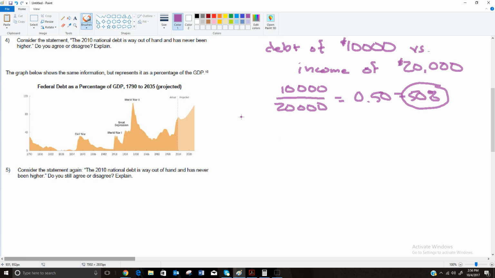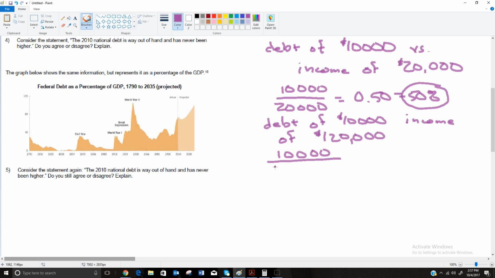So how does that compare? Well, is $10,000 a lot? Well, it depends on what your income is. So let's say you had a debt of $10,000, same debt, but an income of $120,000 instead of $20,000. Well, how does that compare? It's the same amount of debt, but we have a higher income. So if we say $10,000 out of $120,000, that comes out to be 0.083 roughly.